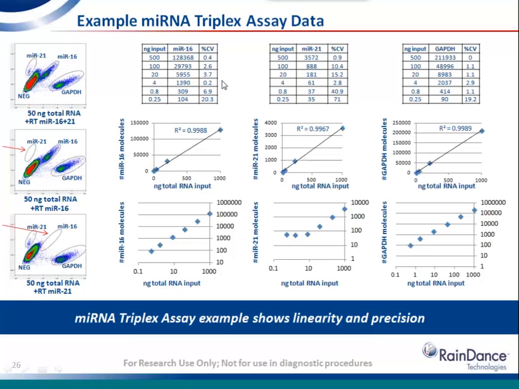So using this triplex assay, titrations were done in replicate to show in this series the counts for miR16, in the middle for miR21, and on the right the counts for GAPDH. And as seen before, these are highly reproducible and linear.